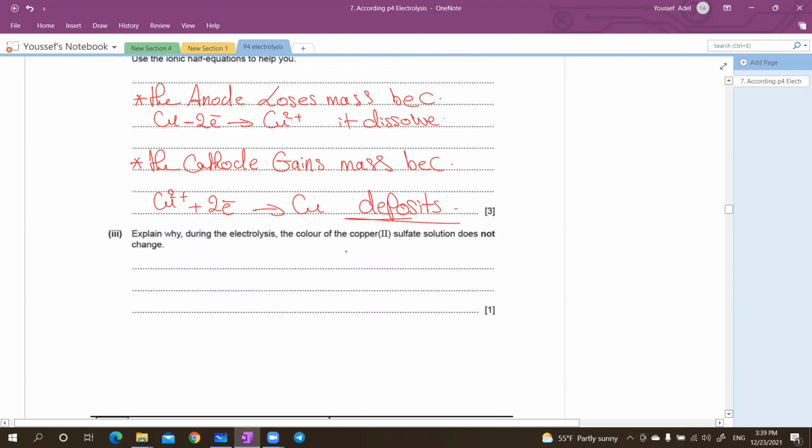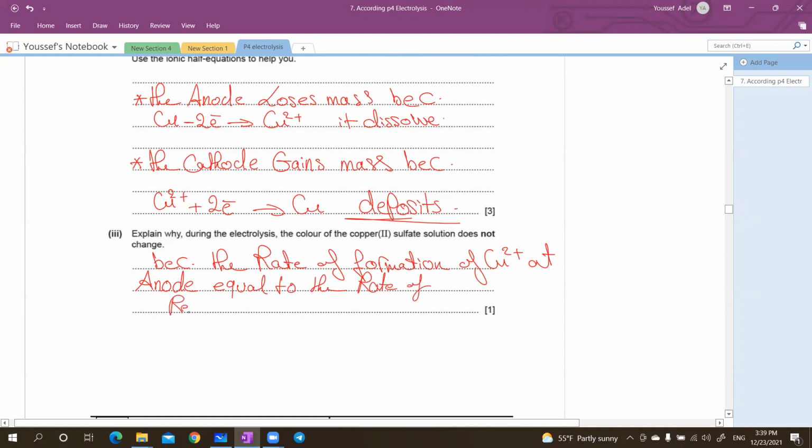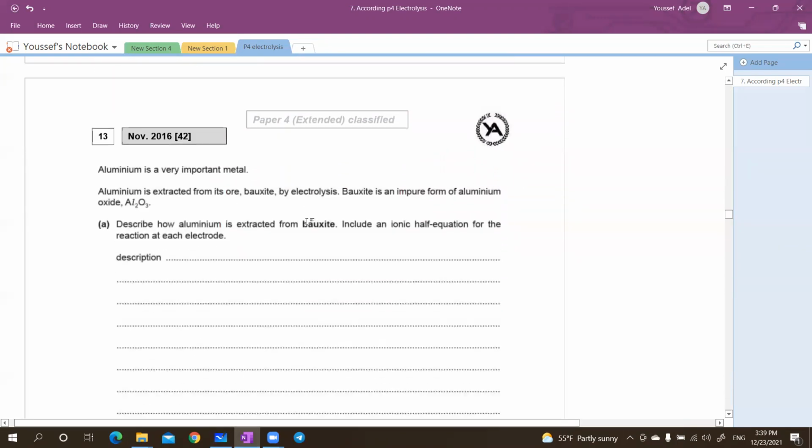Why during the electrolysis doesn't the color change? Because the rate of formation of copper ions at the anode equals the rate of removal of copper ions at the cathode. So the copper ions are formed at the anode and removed at the cathode at an equal rate. This is why the blue color of the solution remains and doesn't fade.